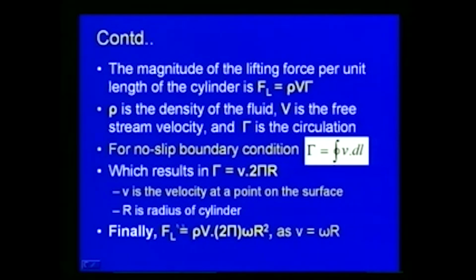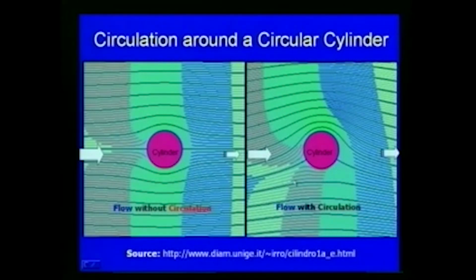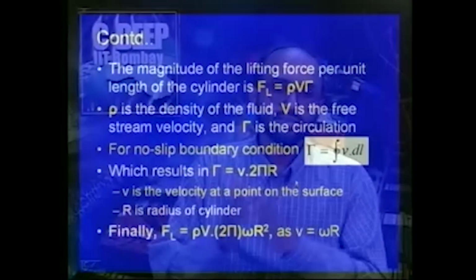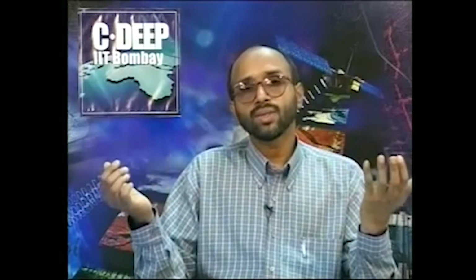And finally, we can write F_L is equal to rho V 2 pi omega r square, as v is equal to omega r, where omega is the angular velocity and r is the radius of the cylinder. So, this effect we can see here. So far we have seen the lift force, the coefficient of lift, and the importance of circulation. We have seen the effects in the case where a cylinder is rotating or not rotating, with respect to circulation and the flow.